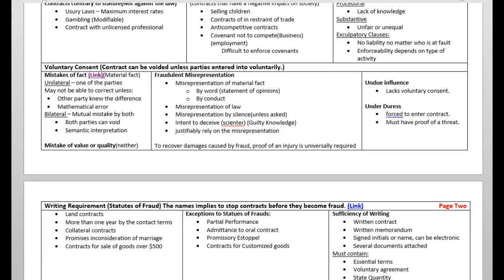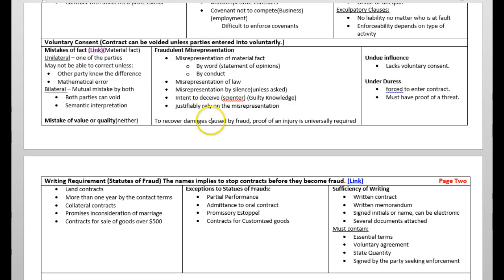These are hard facts. The other kind is mistake of value or quality, and usually in that situation neither can void the contract, such as if you bought a violin for $200 and found out the violin was worth $2 million. That contract could not be voided by the other party wanting to get the violin back, simply because nobody knew at the time. So mistakes of value or quality, in most cases, neither party can void that contract.